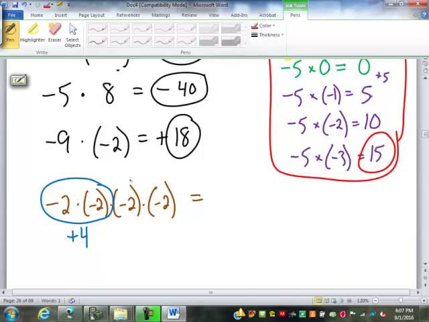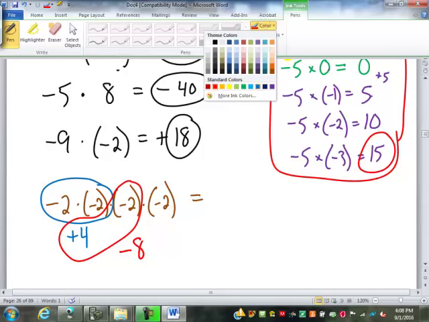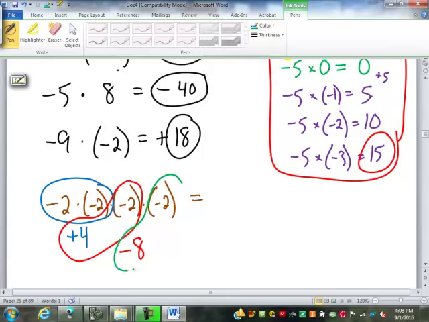Now I'm going to combine that with the next negative 2. What's 4 times negative 2? Positive times a negative is negative. 4 times 2 is 8. Then I multiply that with the last negative 2. Negative times a negative is positive, and then 8 times 2, 16. Good.